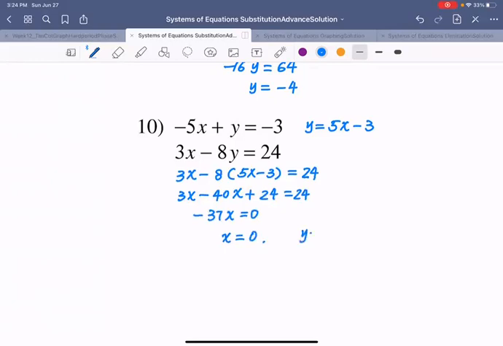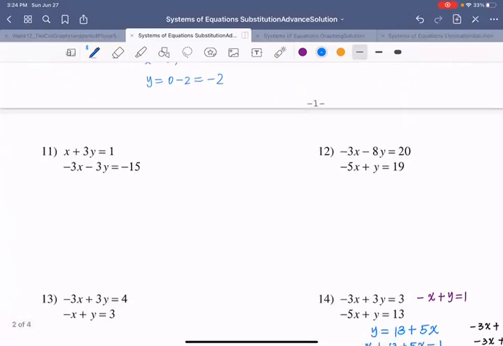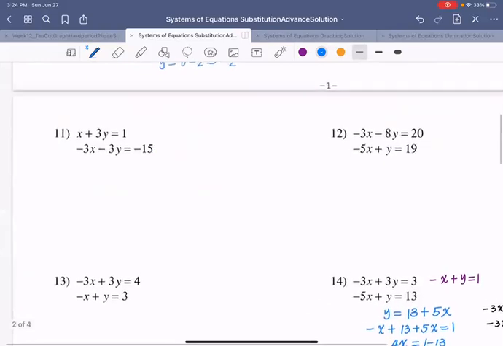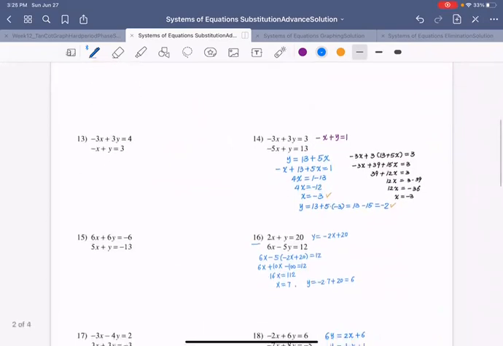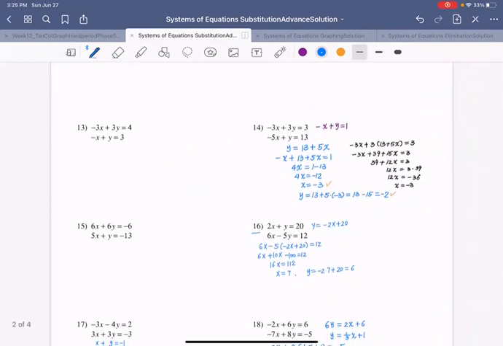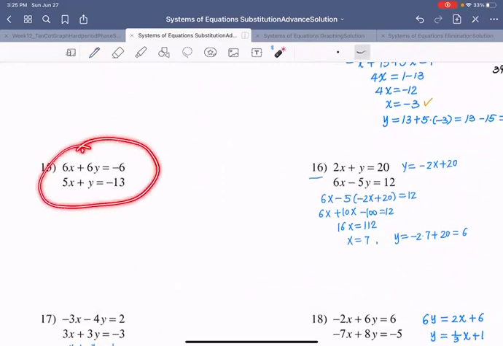Y equals? 5 times 0 minus 3 equals negative 3. Okay. That makes sense now? Okay. Thank you. Very good. Well, this is all about substitutions. Because actually you missed too many classes. I want to make sure you can do it, okay?